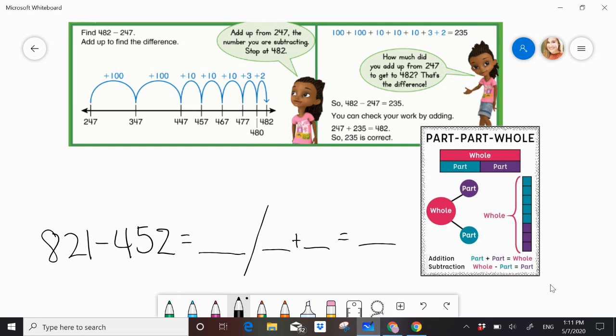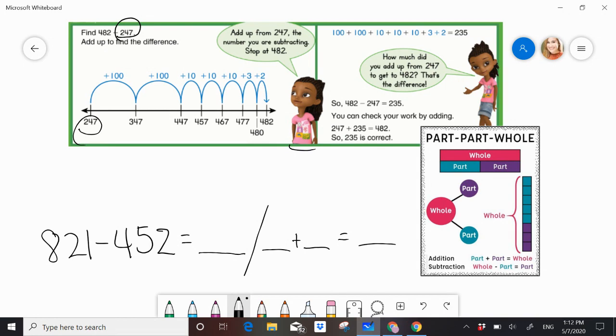So let's look at this green guided example at the top. Find 482 minus 247. Now notice they started with the littler number. They started with 247 right here, and they added on, and this girl over here is saying add up from 247, the number that you are subtracting, and you're going to stop at 482. So you're actually going to add up to find the difference.